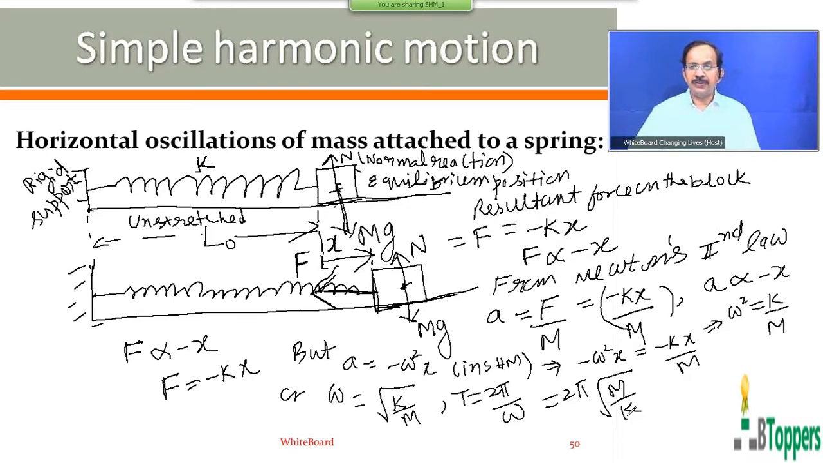For example, if the spring-mass system shown in the figure is taken from one place to a different place where the acceleration due to gravity has a different value, the time period of simple harmonic oscillations for the given block and spring remains the same. That means the time period of simple harmonic motion of a spring-mass system is independent of the value of acceleration due to gravity at the given place. Again, look at the figure I have shown.